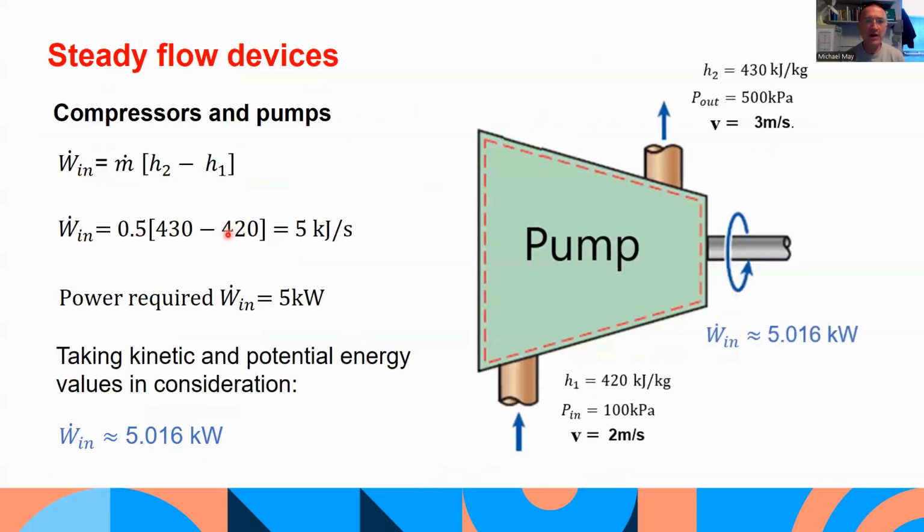And when we put those values in there, we end up with basically 5 kilowatts. If we did consider the potential and kinetic energy aspects to it, we do have the values there to calculate them and add them in. And if we do, it works out at 5.016 kilowatts. So you can see there's not a significant difference by adding them in this particular case.